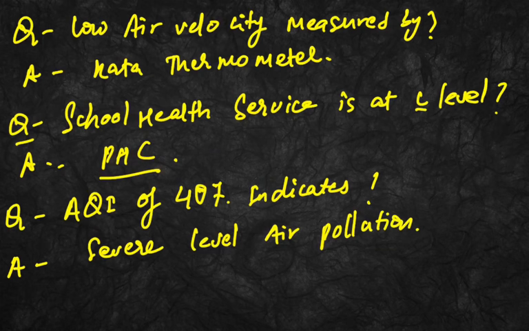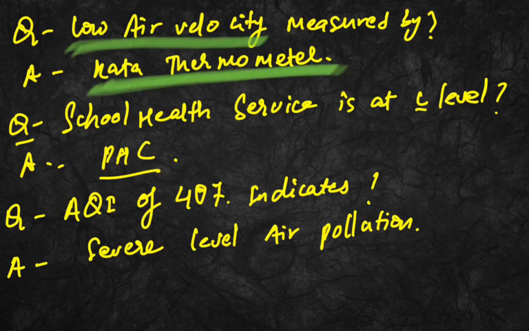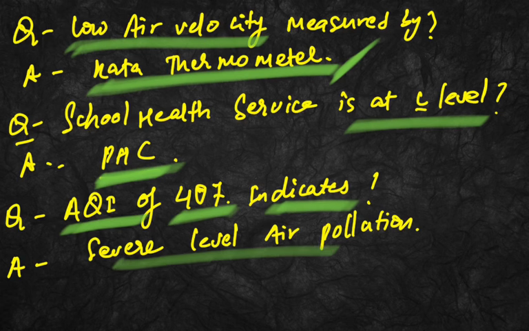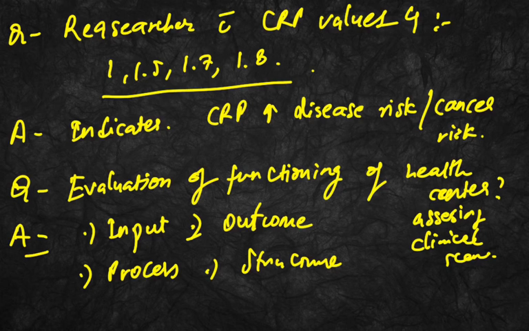Now, low air velocity is measured by which instrument? This is a very easy question. A Kata thermometer is used for that. Now, school health service is at which level? It is at the PHC level. Now, an air quality index of 407 indicates a severe level of air pollution. These are one-liners, very easy one-liners to be honest.